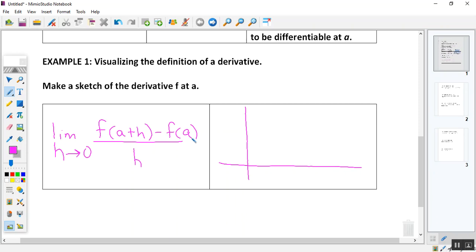Okay, all right, so let's make a sketch of the derivative of f at what, kids? All right. Just pretend there's some graph up here. I don't care what the graph is. Okay?